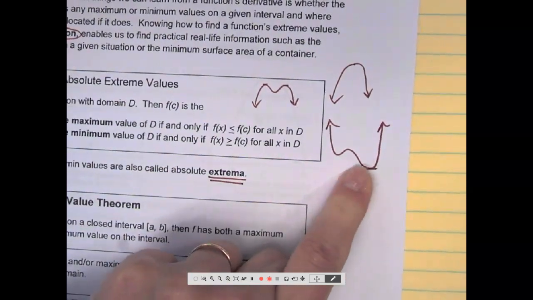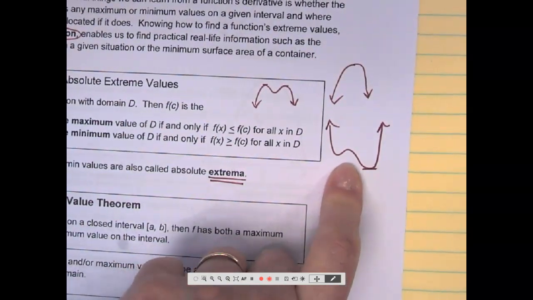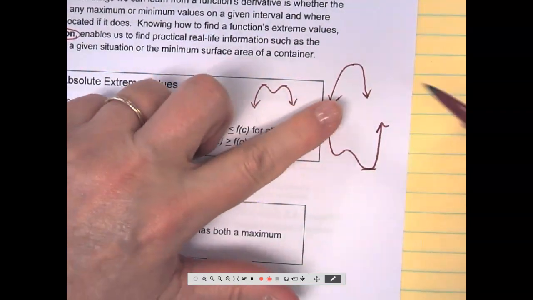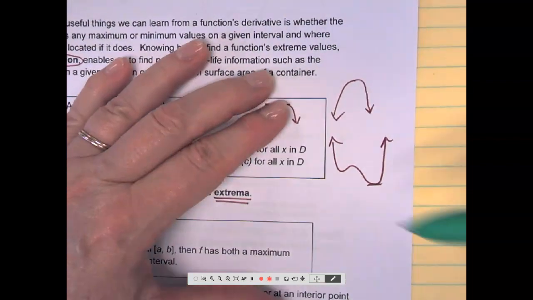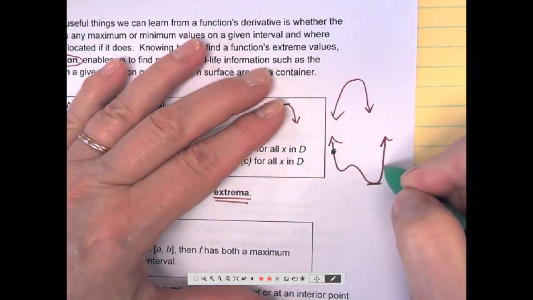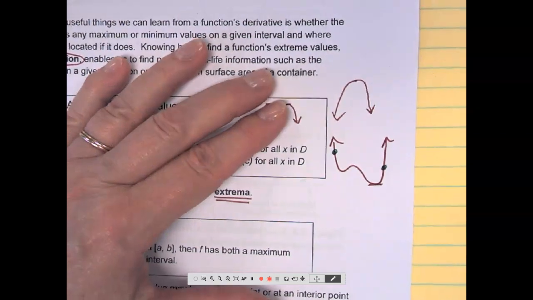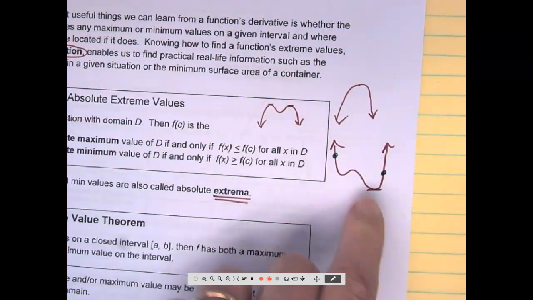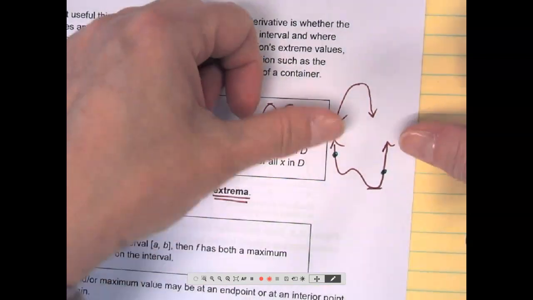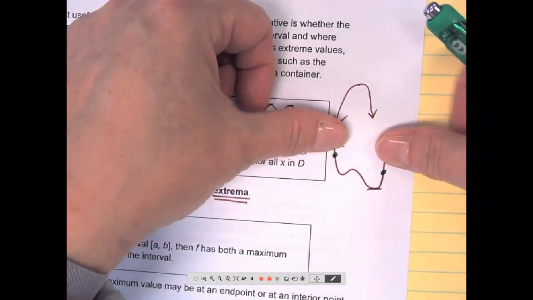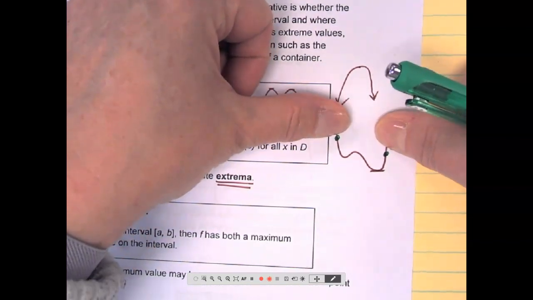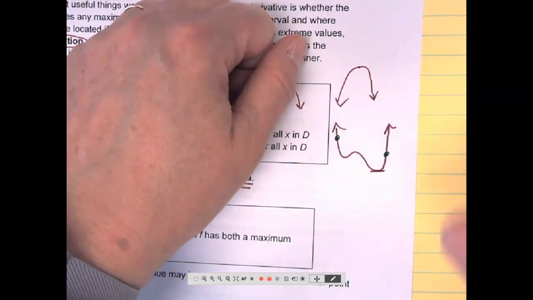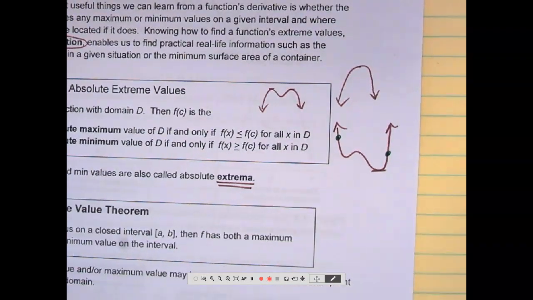Think of this graph right here. Does this one have an absolute max? No, because it continues on forever. But if I said, okay, we're going to only look at this graph from this point to this point, then would I have an absolute max? Yes, that point right there. Absolute min would still be this one. So this extreme value theorem says if you have a closed interval like that, then there will be a max and a min. But if the domain is all reals, not necessarily.